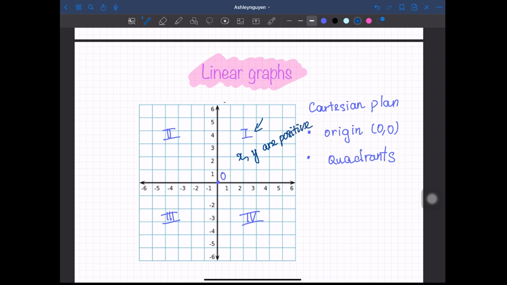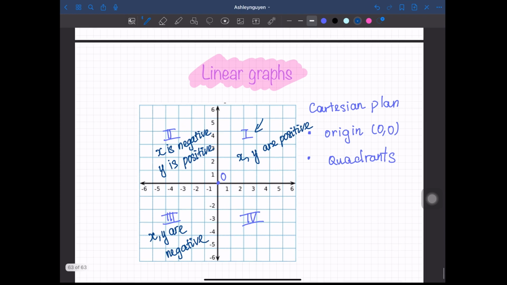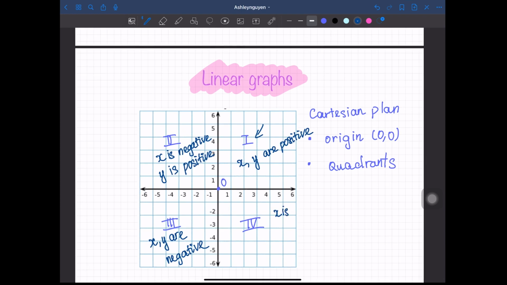In quadrant number 2, x is negative, while y is positive. In quadrant number 3, both x and y are negative. And in quadrant number 4, x is positive and y is negative.